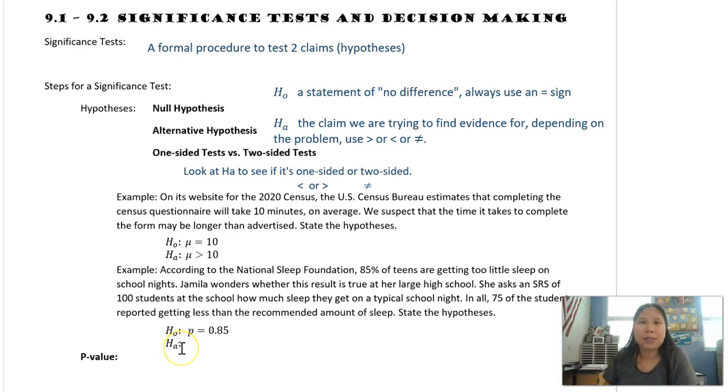For my alternative hypothesis, remember this depends on what the claim says. So in this problem, we have the 85%, but then after we did our simple random sample and the survey about how much sleep they get on a typical school night, it says the students are reporting less than the recommended amount of sleep. So here, less than, now we know to use the less than symbol. So p is going to be less than 0.85. In general, the number you use is always the same for both the alternative hypothesis and the null hypothesis. It's just the symbols that change, the equals or the less than.